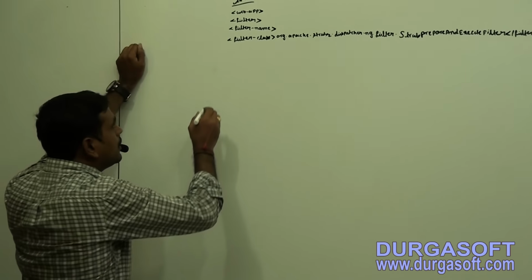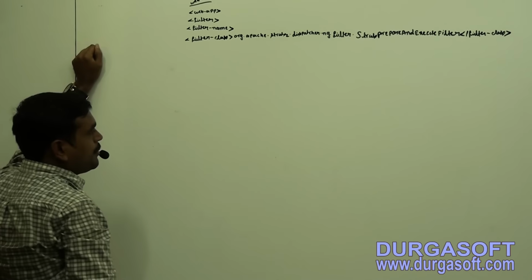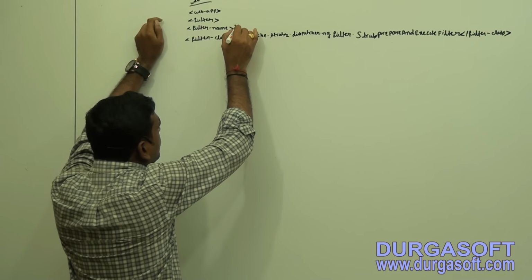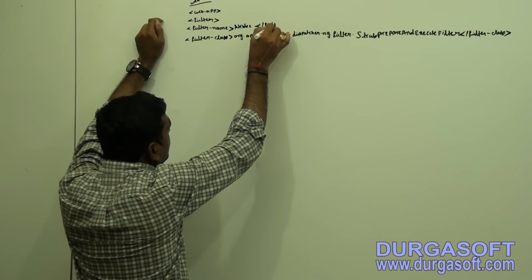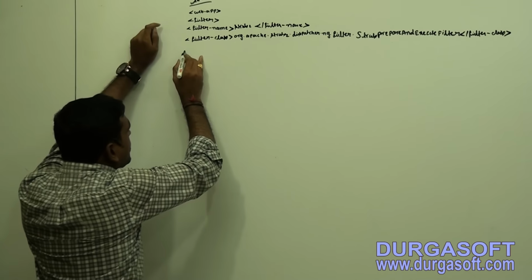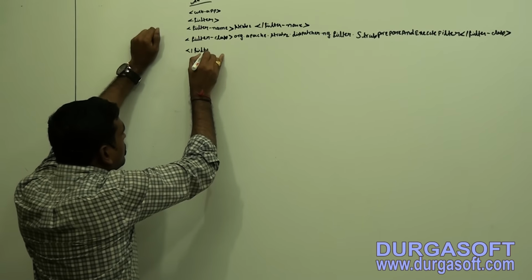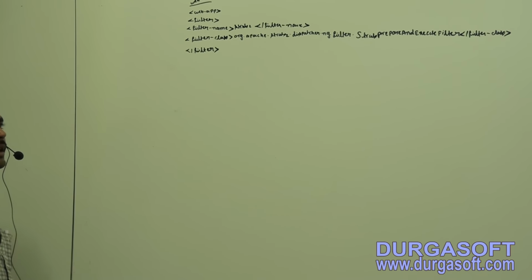After that, filter name is some name we can take, for example struts2. Close the filter name. After that, close the filter. This is the way of configuring the front controller. This is the front controller.